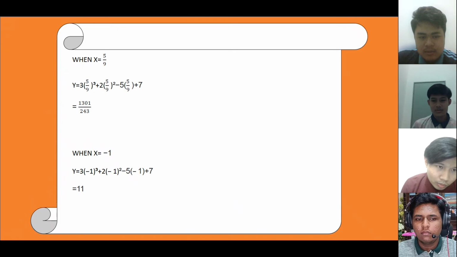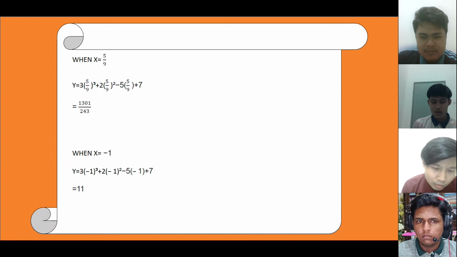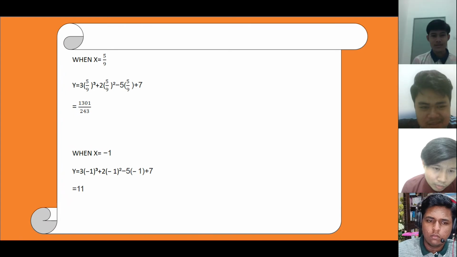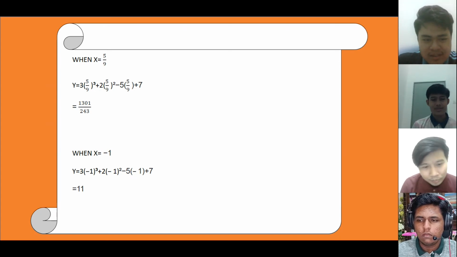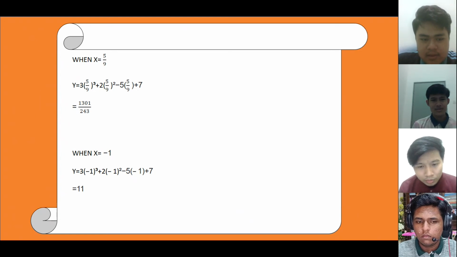So to get y, we must substitute the x values. When x equals 5 over 9, we substitute into the y equation. So the result we got is 1301 over 243 for 5 over 9. And for negative 1, we got 11 as y.